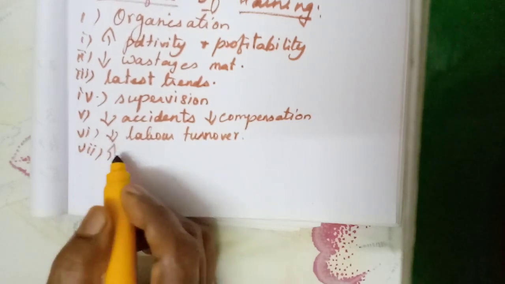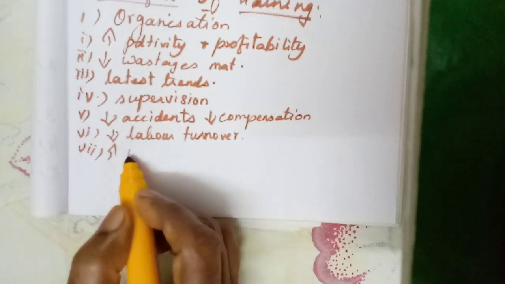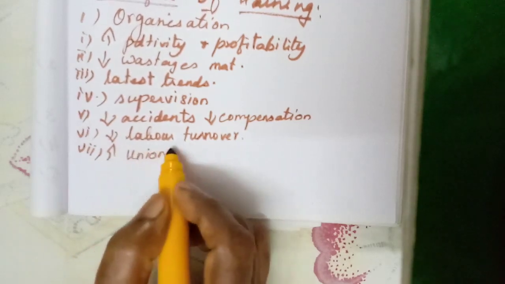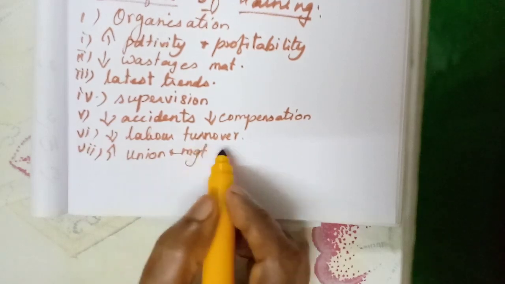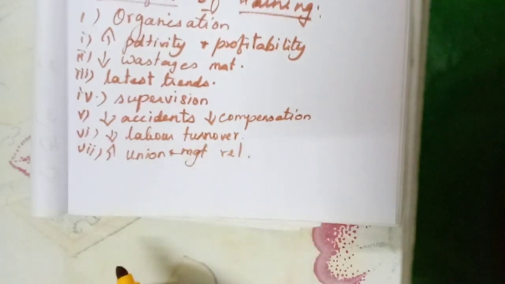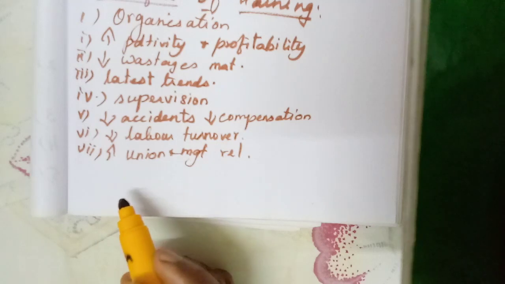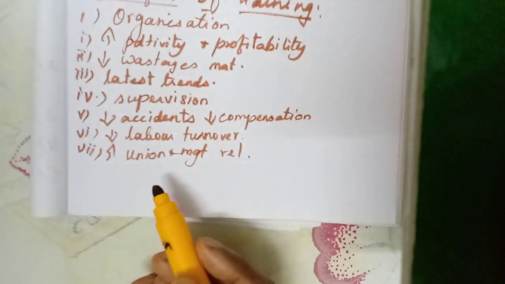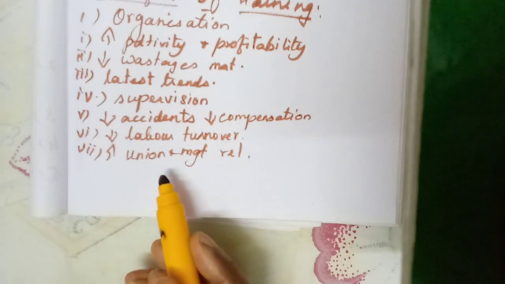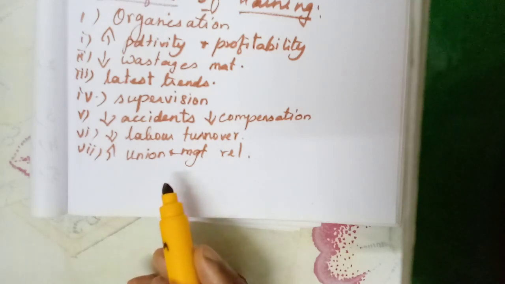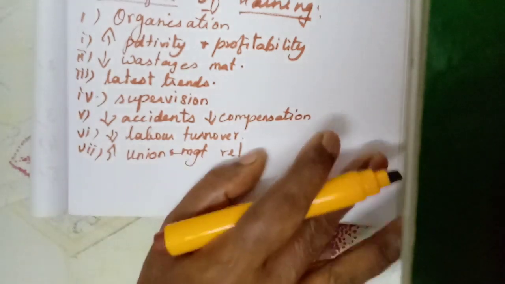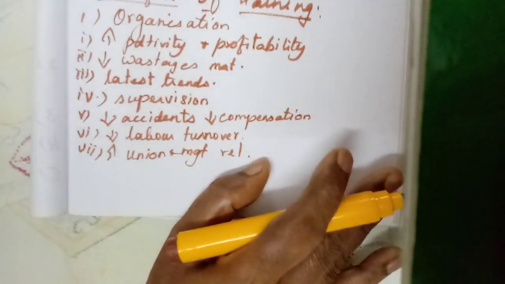And it improves the union and management relation, because they give more training to their employees, and the training will be given maybe by the managerial personnel or supervisory level. Since they work together, they will have a better union and management relation. All these are the benefits of training to the organization.